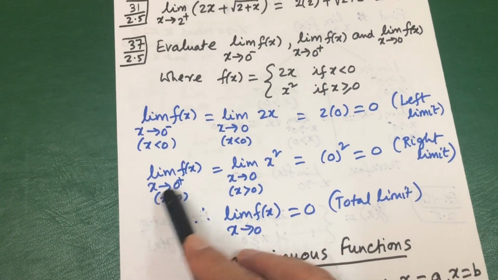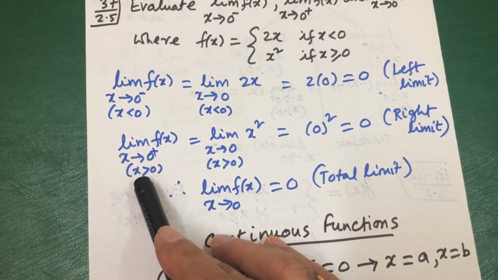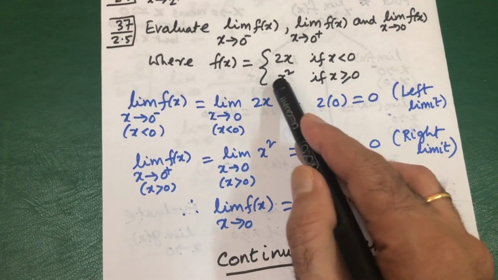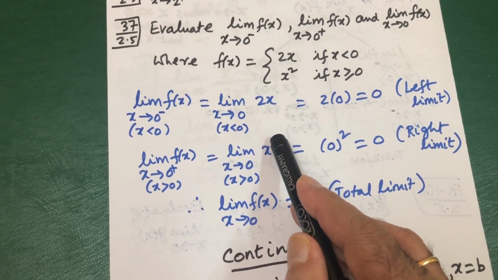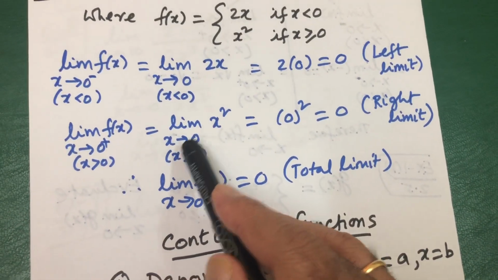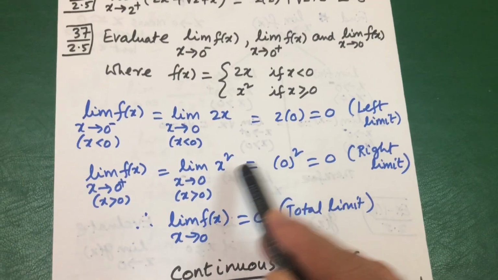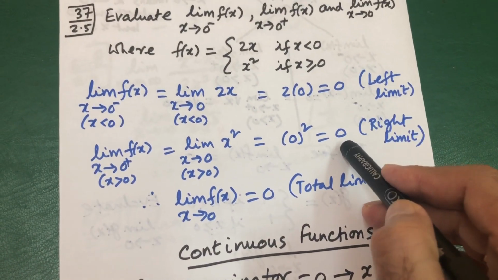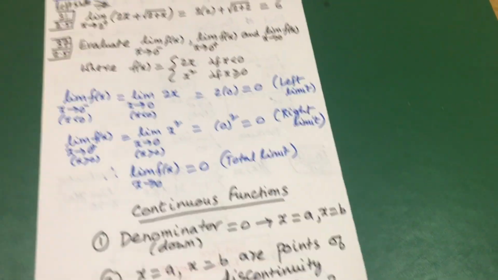Again, limit f(x) as x tends to 0 plus, that is the right side. x tends to 0 plus means what? x is almost equal to 0 but x greater than 0. x greater than 0 means f(x) is x square. So f(x) is replaced by x square, x tends to 0. How to find the limit problems? Simply put x equal to 0 here, 0 square. In some problems there is no x, so we are not putting it. If there is x, we are putting it. The left limit and right limit are equal, so the total limit will be 0.